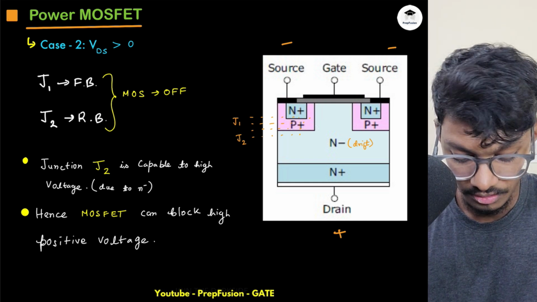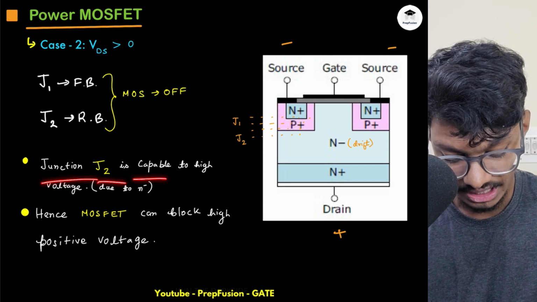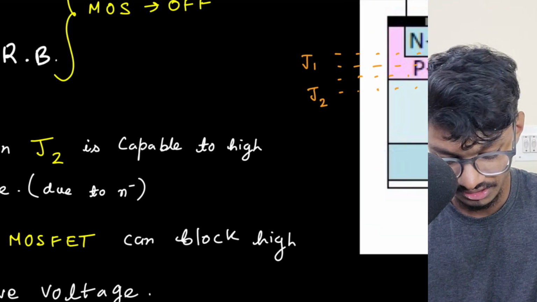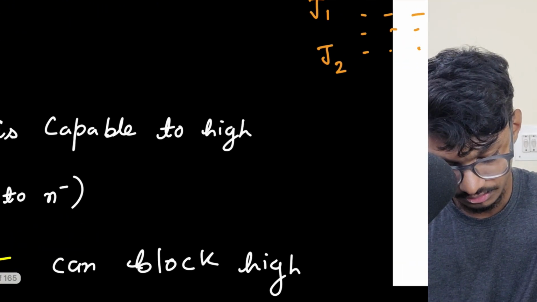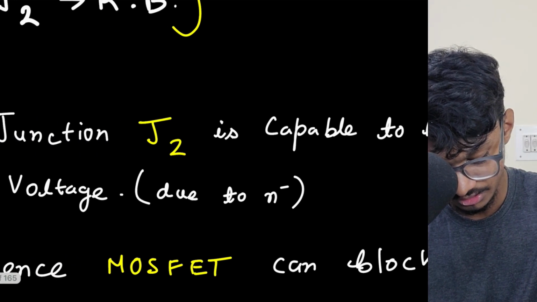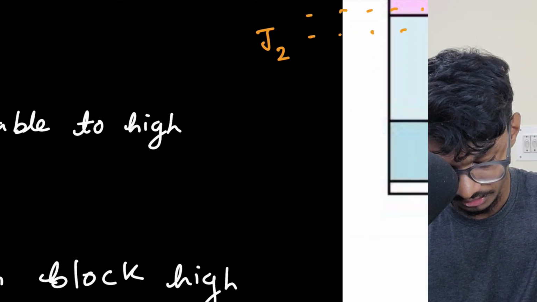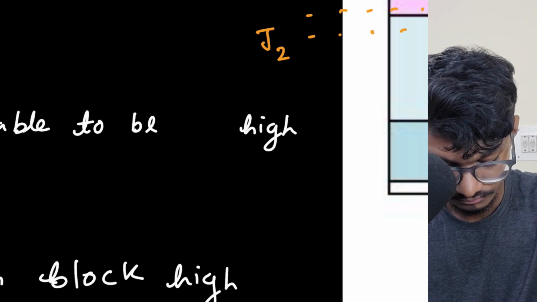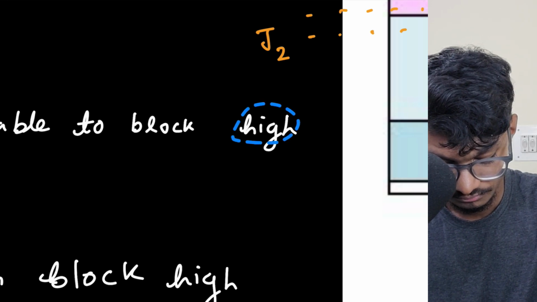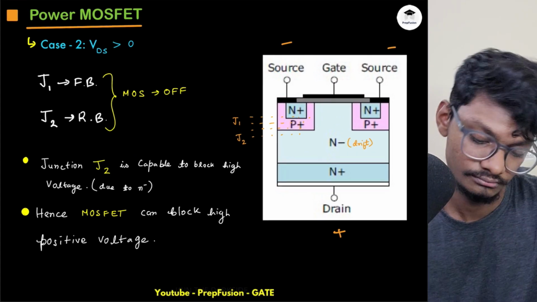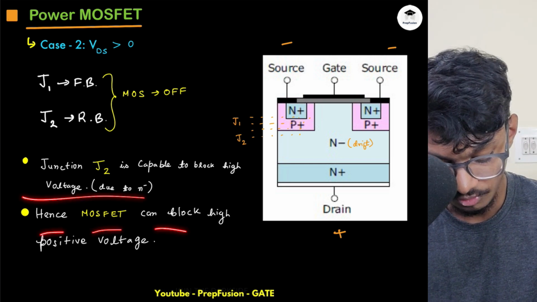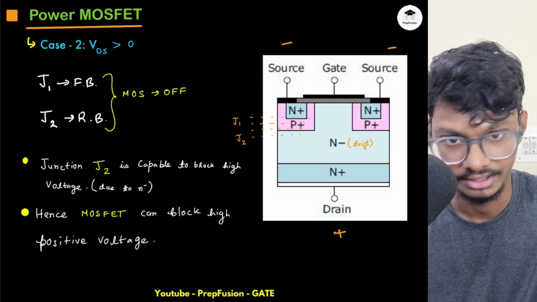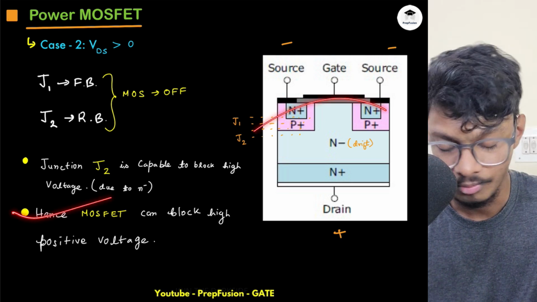So now what is happening here is junction J2 is capable of blocking high voltage, as it is an intrinsic layer, the drift layer. It is capable of blocking high voltage. Hence MOSFET can block high positive voltages. Although it cannot block too high a reverse voltage, because the body diode will get turned on and current will flow, it can block high positive voltages.